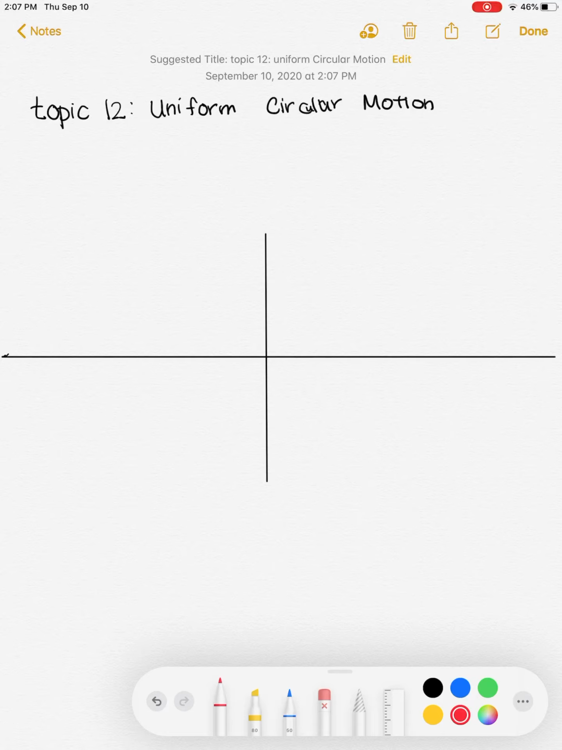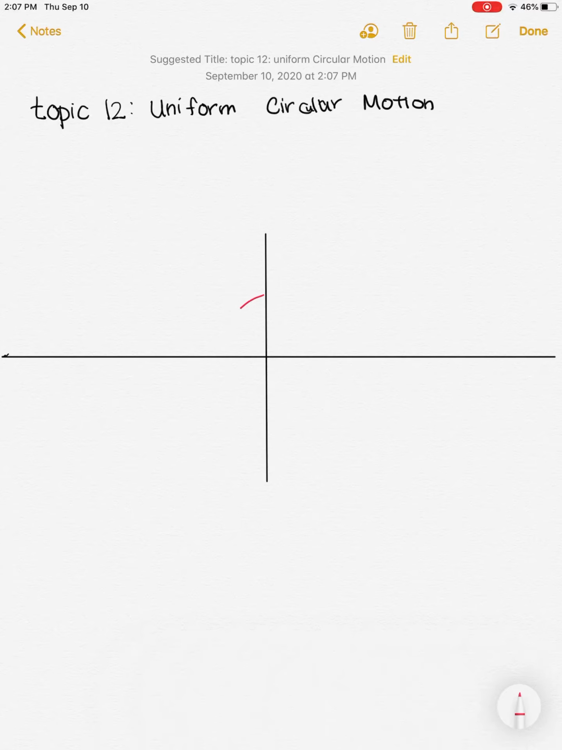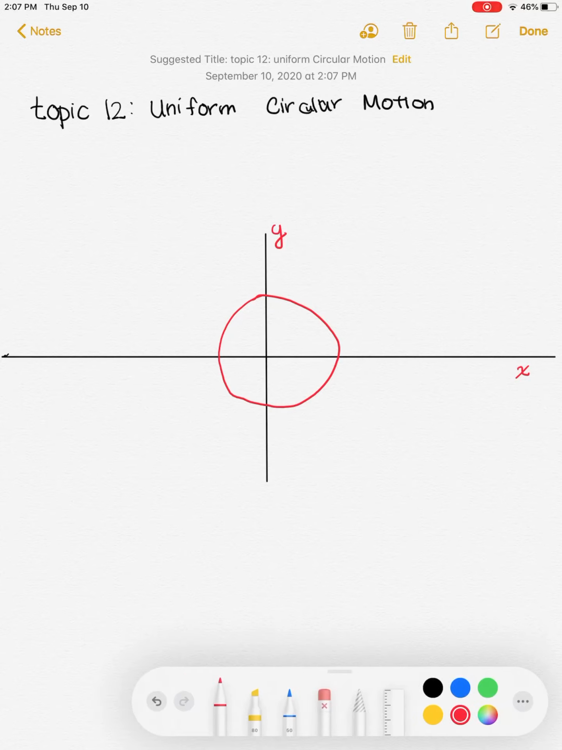Hi everybody, so today we're going to be talking about uniform circular motion and build upon some knowledge that you have from other subjects in order to really flesh out what's going on in this course. So let's start by drawing a circle. So I can say that this is my x component and this is my y component, and I can be very happy with that analysis.